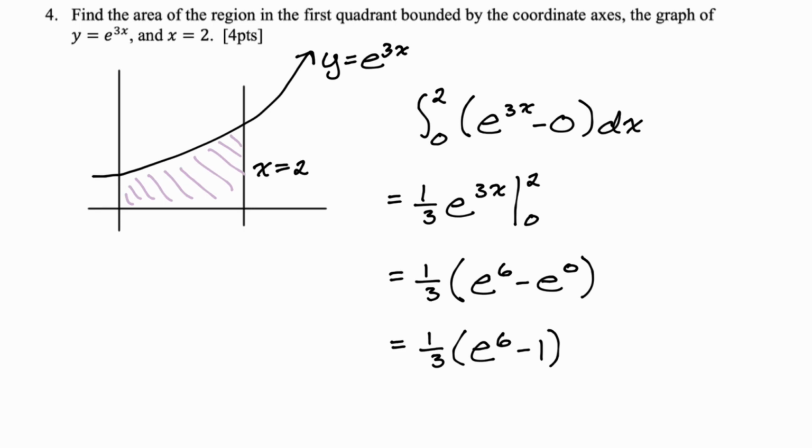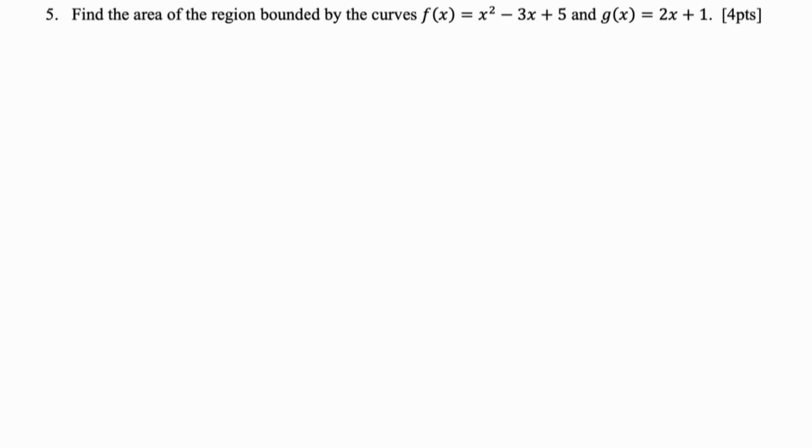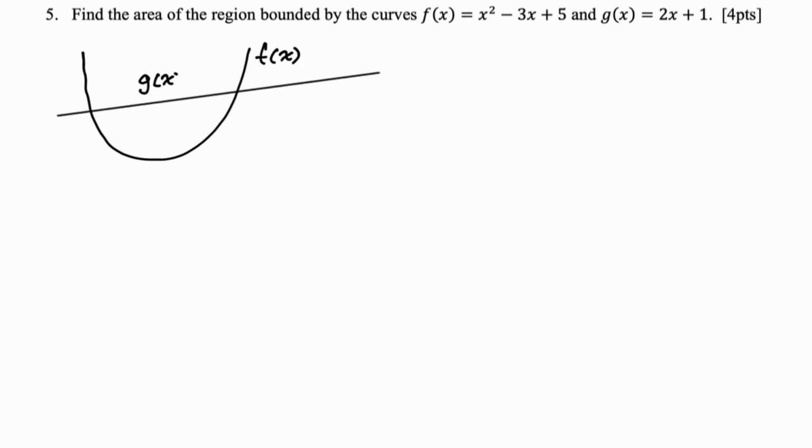All right, let's take a look at the next problem, number 5. We want to find the area of the region bounded by the curve f of x equals x squared minus 3x plus 5, and g of x equals 2x plus 1. So I'm going to start with a picture again. Again, doesn't need to be perfect. I have a quadratic that opens up. That's f of x. I have a line with a positive slope that looks like that. If these are going to intersect, it basically has to look like that, right? The line couldn't be below the quadratic or they just wouldn't intersect.